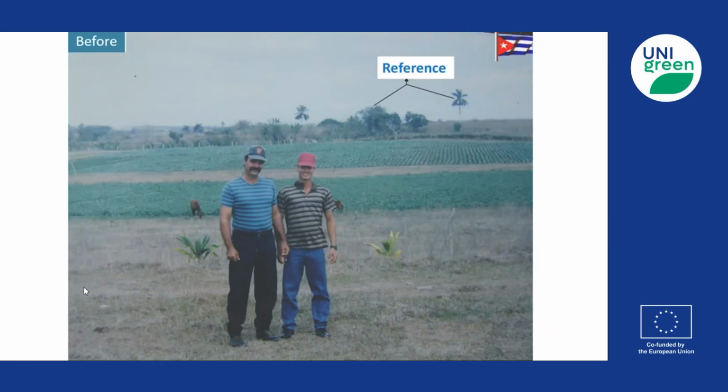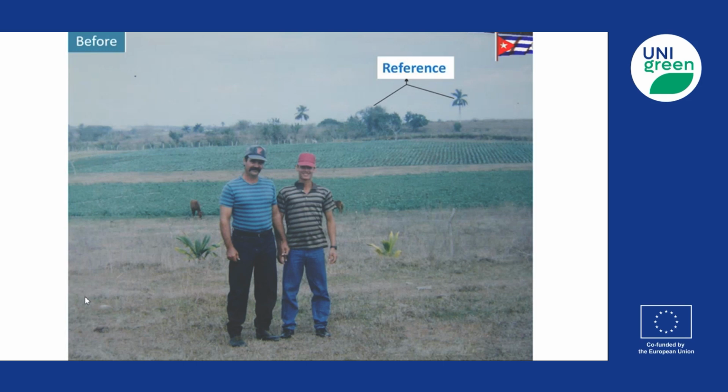And this is another example from Cuba. Cuba suffered a lot during the collapse of the Soviet Union, so they were depending on pesticides from the Soviet Union. Once it collapsed, they didn't have any chemicals. This is the farm of one of my students. She did the training with me. It's her parents and her brother. This is how they started.